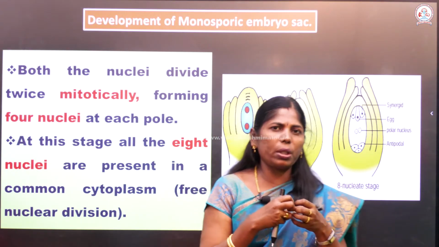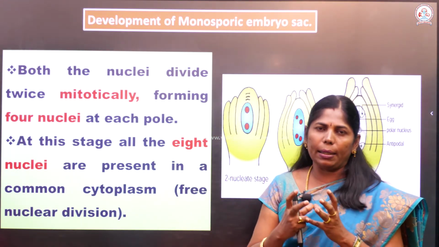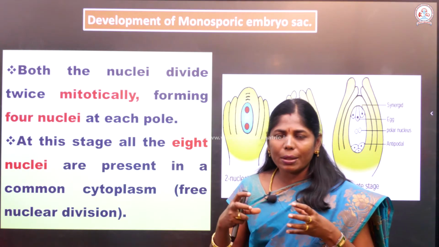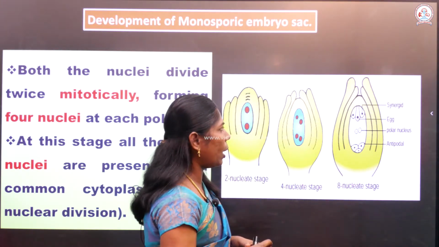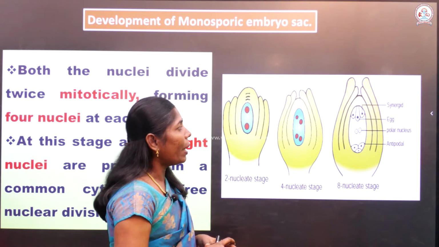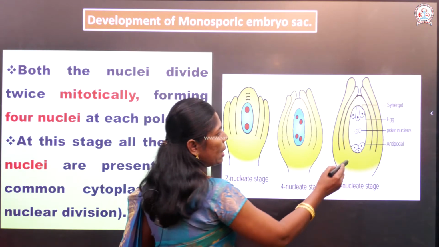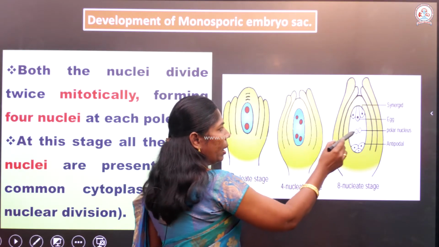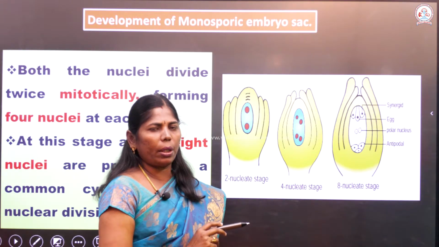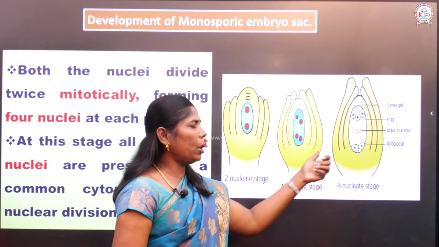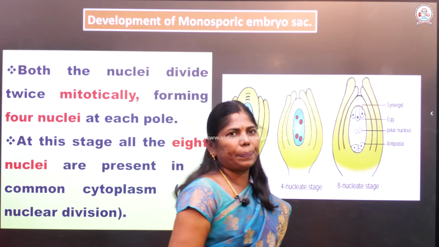Fused together, they form a single cell, not two separate cells but one. This type of arrangement is known as the polygonum type. It has 8 nuclei but a 7 celled stage: 3 cells at each end and 1 cell in the center, totally 7 celled stage. We can see 7 cells and 8 nuclei in this type.